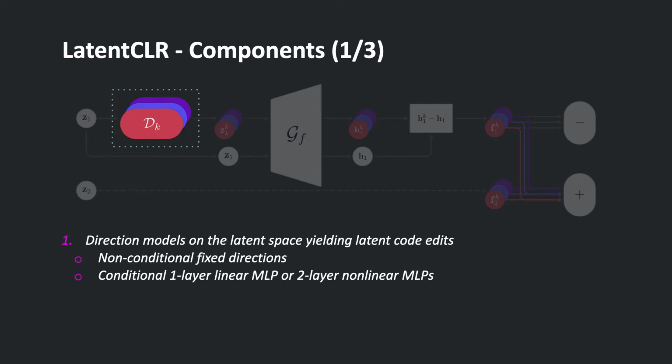LatentCLR consists of three parts. First component is direction models that take latent codes and apply a directional edit to this input latent code. Fixed directional edits, as well as neural network-based models that can conditionally adapt the direction based on the original latent code are considered.